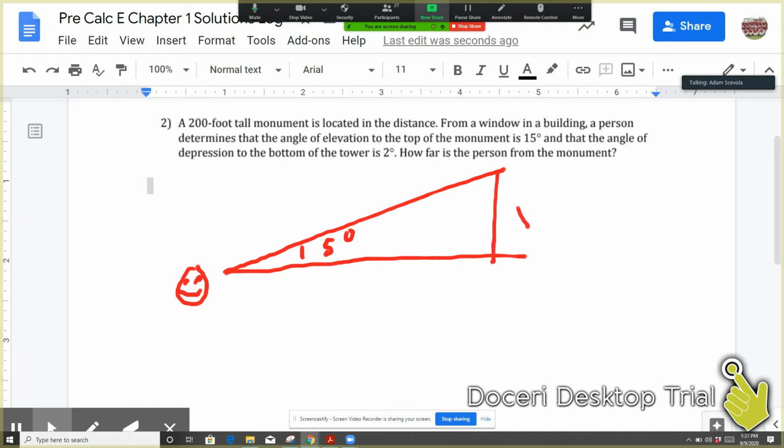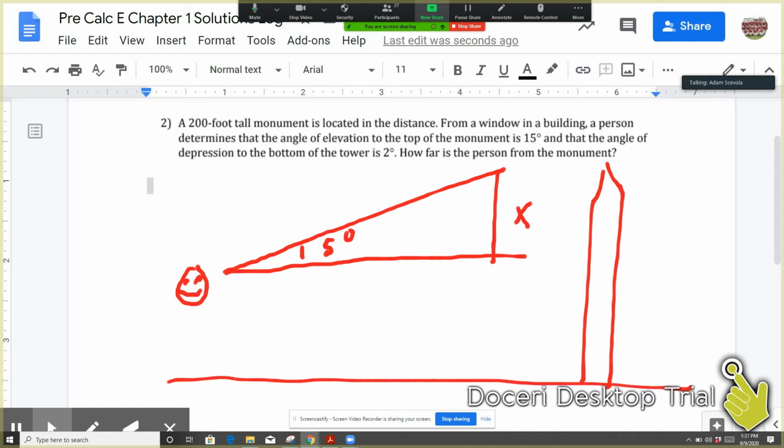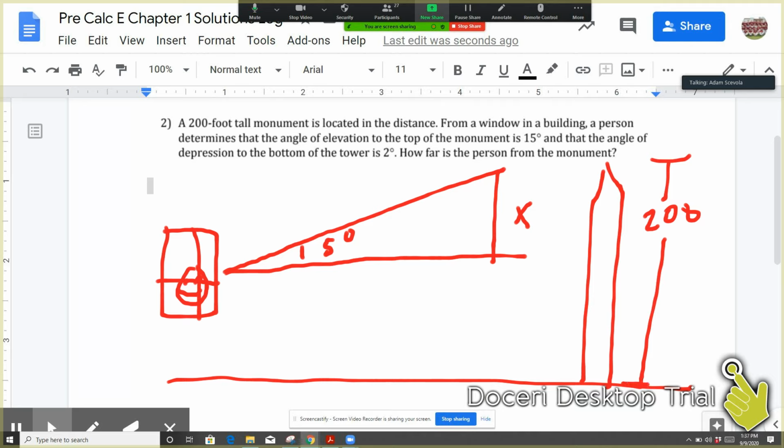So here's the monument. We'll make it the Washington Monument because it's a beautiful monument. It's a big obelisk. From his window, he's looking up at the top of the monument, and it's a 200-foot tall monument, so I'll draw that on there. The angle of elevation from that window in the middle of the monument is 15 degrees.